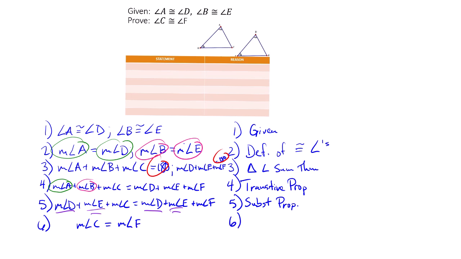And so we use the subtraction property of equality. Finally, now that we know that their measures are equal, we can say that angle C is congruent to angle F because of definition of congruent angles. All right, so there's our proof. We just proved that if two triangles have two angles that are congruent, then their third angles must also be congruent.